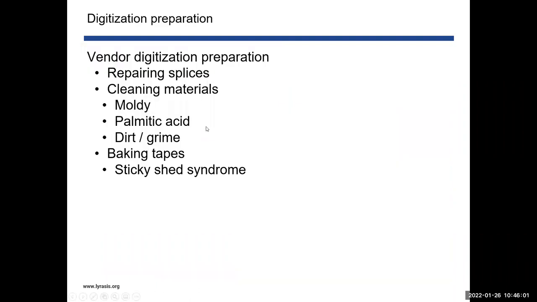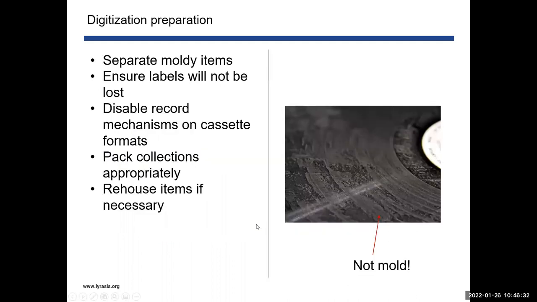If you're working with a vendor, or if you're digitizing in-house and have a lot of expertise in repairing or preparing things, the vendor or in-house might also repair splices that were done poorly initially. So if a tape was broken and then repaired, or two tapes were spliced together, those splices might be repaired by the vendor. They will also usually clean materials that are moldy and that have palmitic acid on them.